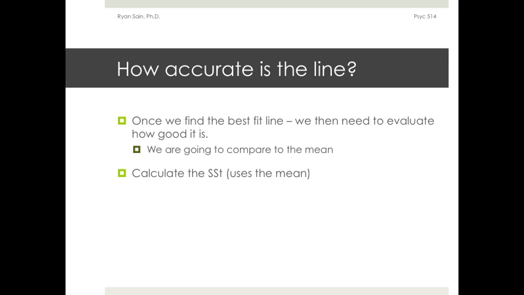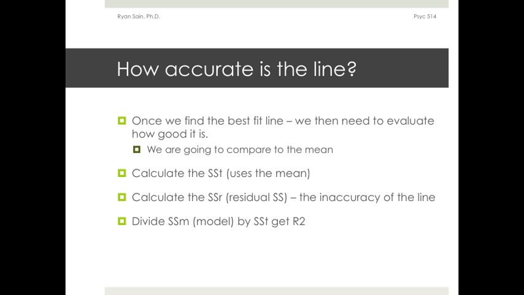Well, we're going to calculate that sum of squares total and use the mean to do that, and that's going to be our worst case scenario. If we can improve on that, then we're good. Then we're going to calculate the SSR, in other words, the residual sum of squares. This is the inaccuracy of the line, right? So what's left over? What is away from the line? We're talking about inaccuracies here, right? Then we're going to divide the sum of squares model by the sum of squares total to get our R squared, right?